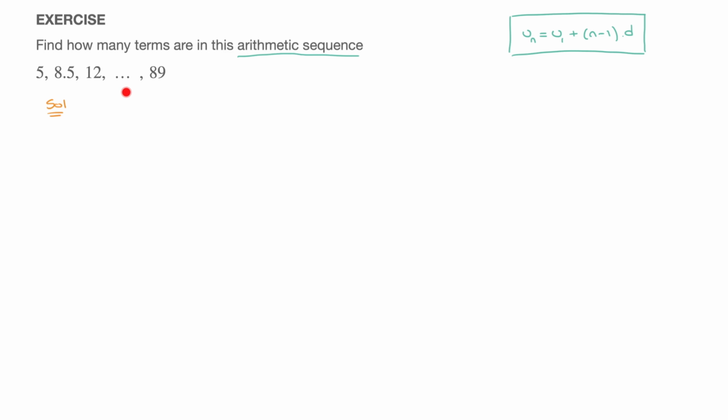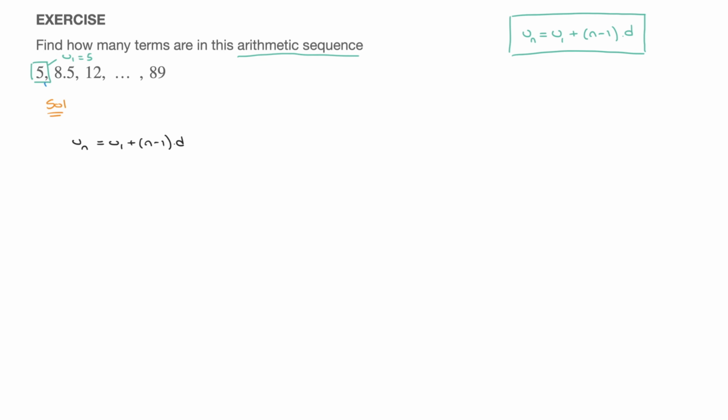Now, to find how many terms are in this sequence, all we have to do is find which value of n inside the formula we have here leads to the term being equal to 89. So let's see how that works. I'll start off by copying this formula. That is, un, the nth term, is equal to u1 plus n minus 1 times d. Now, to use this formula, we need the first term, which we have right here. It's equal to 5, so we can already state that u1 equals 5. And we need the common difference, d.